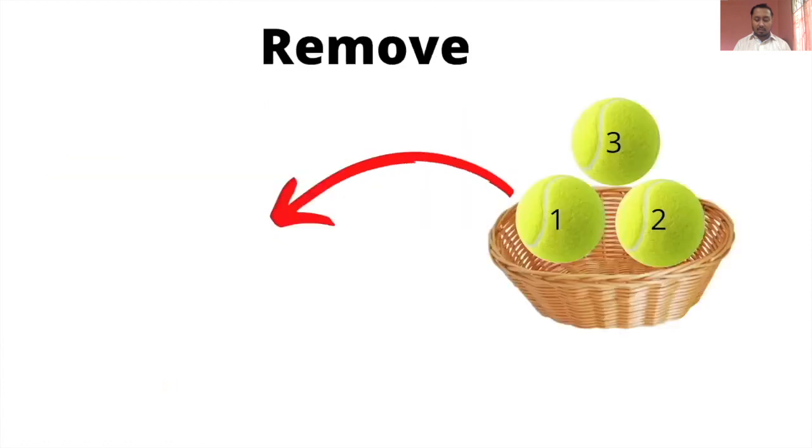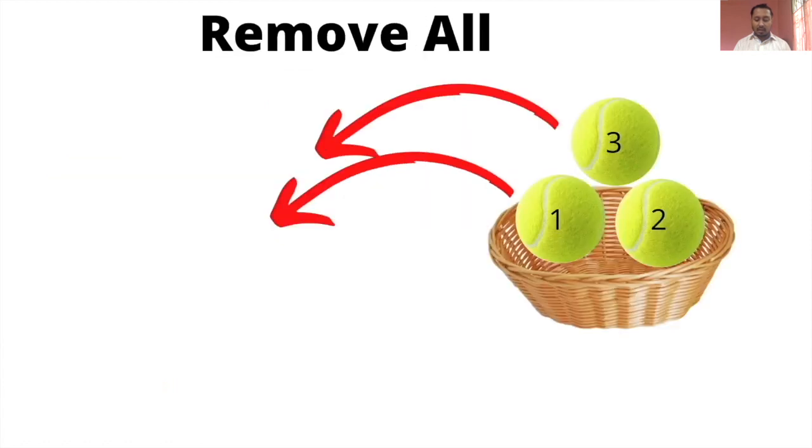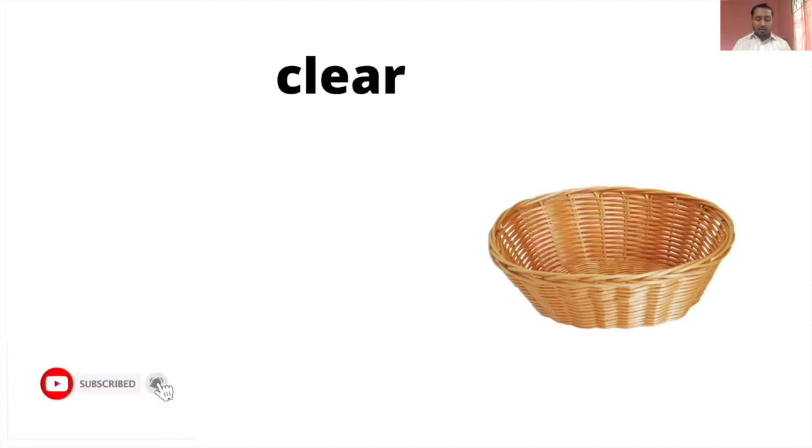Using the remove method, we could remove an element from the collection. Using the removeAll method, we could remove one collection's elements from the other collection. Using the clear method, we could clear the collection. Using the isEmpty method, we could check if the collection is empty or not.